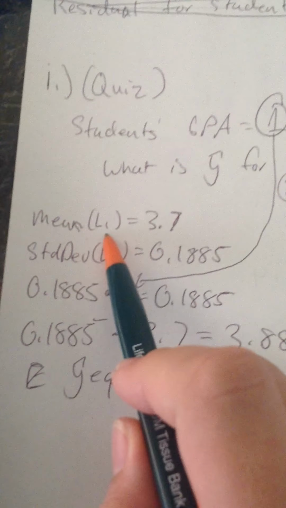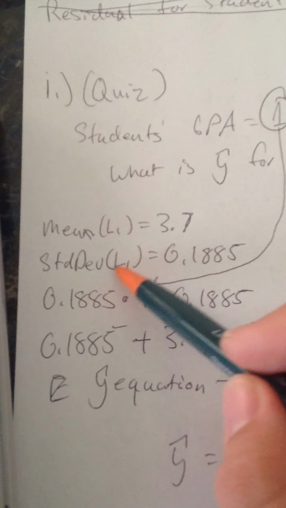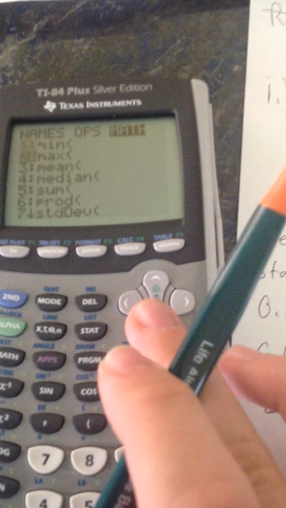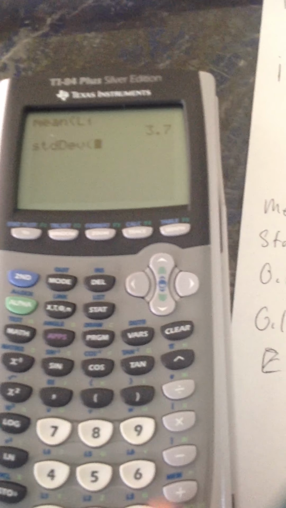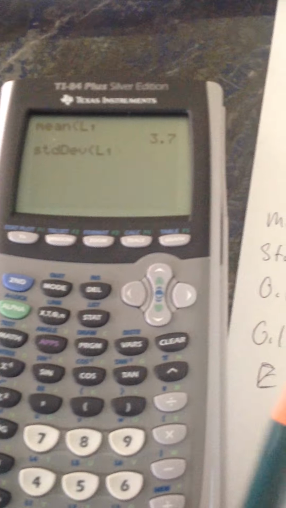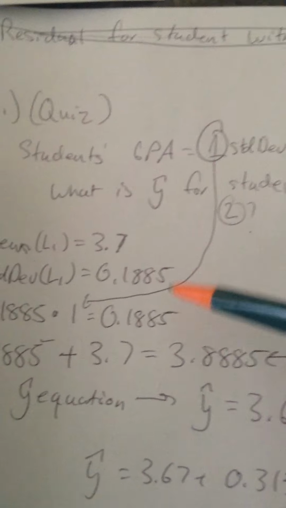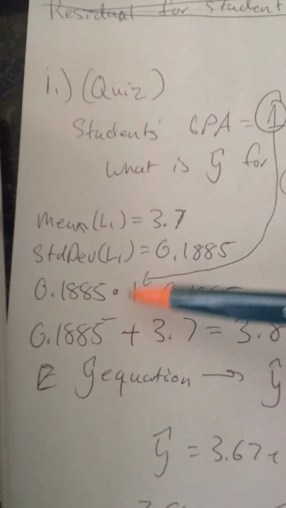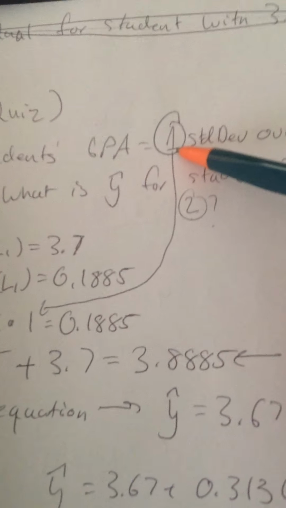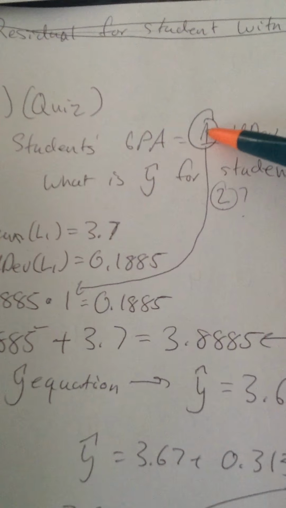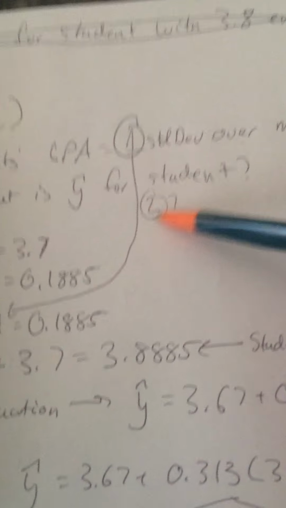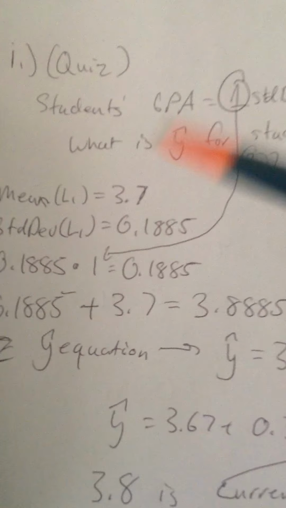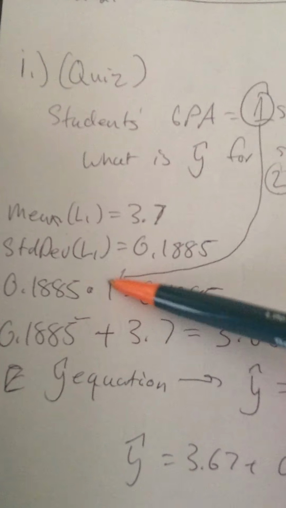So what you do is you find the mean of L1, which I just did. Then you find the standard deviation of L1, which is also in your calculator. You can just do second, stat, go to math, and it's all at the bottom. See, standard deviation of L1. Easy as that. You got your number right there. All you do now is multiply your standard deviation by 1. Why 1? Because you're looking for one standard deviation over. If this was 1 under, you'd do -1. If this was 2 standard deviations over, you'd multiply it by 2. Just how many over or below are you going? This is your first step.